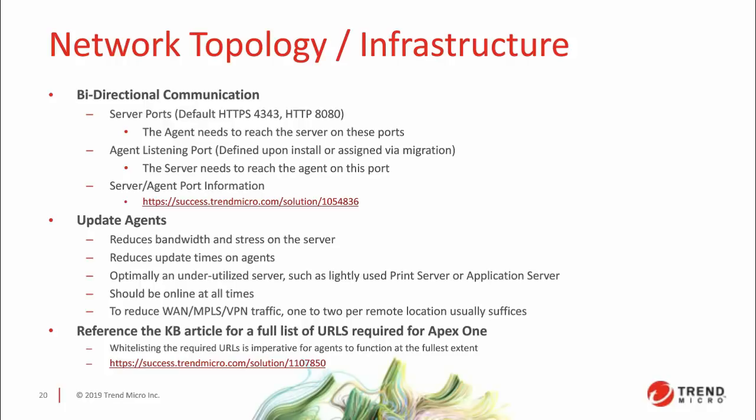There's a full list we have, and I think it's in the resources on the right-hand side, of all of the URLs required for the Apex One agent to work at its fullest extent. This includes public IP addresses for like our census server, giving prevalence statistics and things like that to our different modules. So make sure to review that and open up and whitelist any ports or URLs you need.